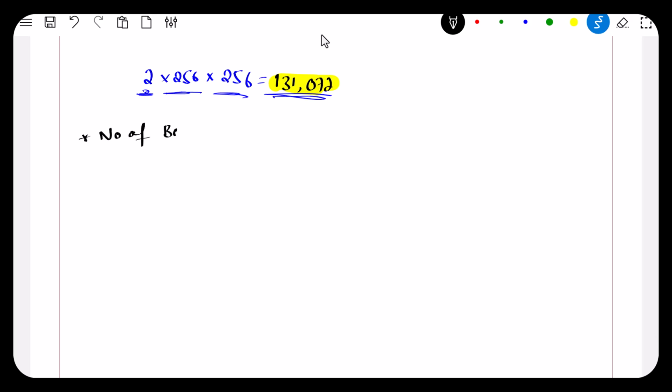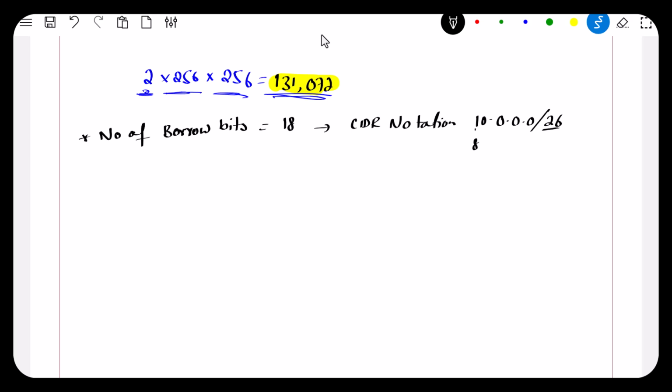Number of borrow bits is equal to 18. Okay, what will be the CIDR notation? The same IP I am going to use. This will be 26. Okay, 26 mean what?